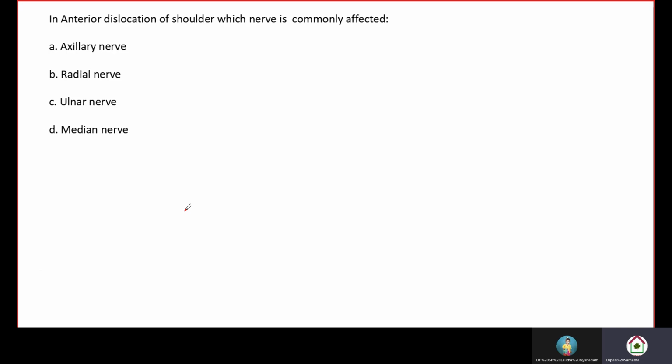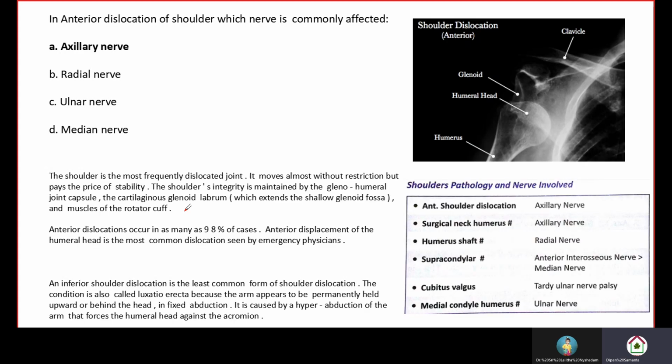Okay, next, in anterior dislocation of shoulder, which nerve is commonly affected? Axillary nerve, radial nerve, ulnar nerve, median nerve. So the answer is axillary nerve. The shoulder is the most frequently dislocated joint. It moves almost without restrictions but pays the price of stability, at the cost of stability.